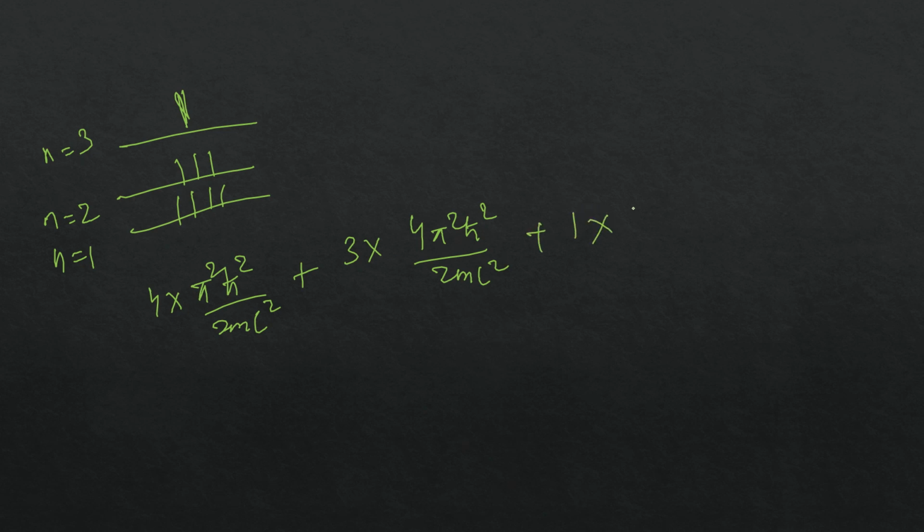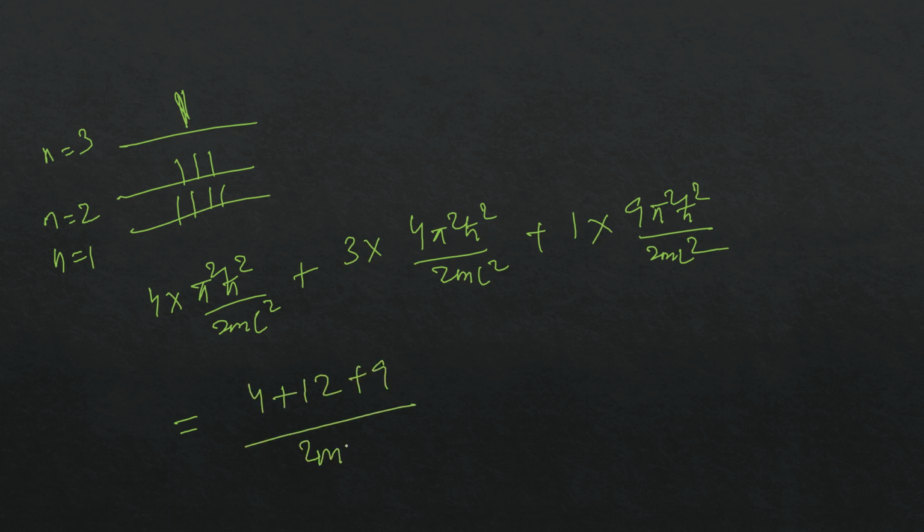This is 1 into only one particle, 9 pi square h cut square by 2 ml square. So this will be what? 4 plus 12 plus 9 divided by 2 ml square. That is pi square h cut square, 4 plus 16 or 25. 25 pi square h cut square by 2 ml square.